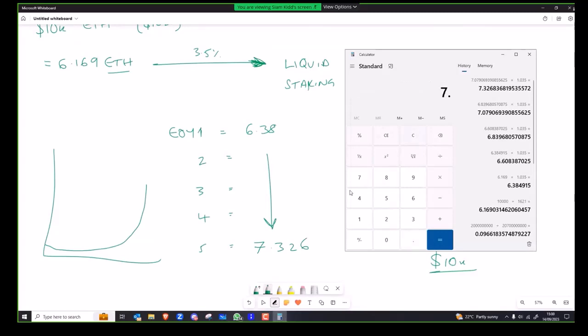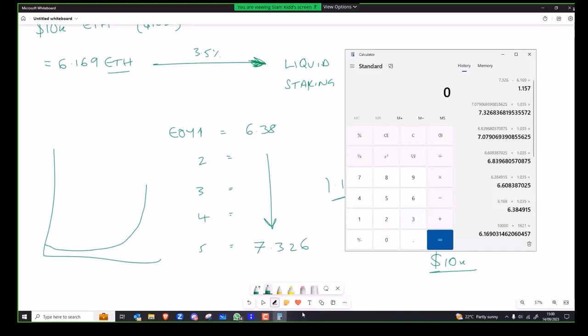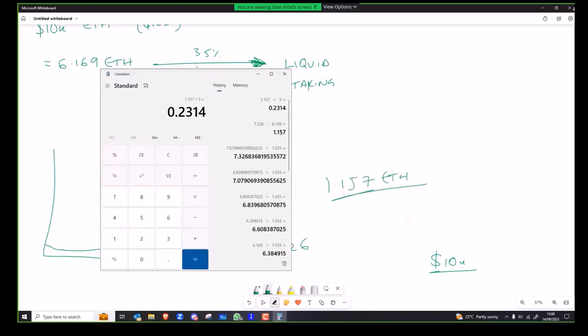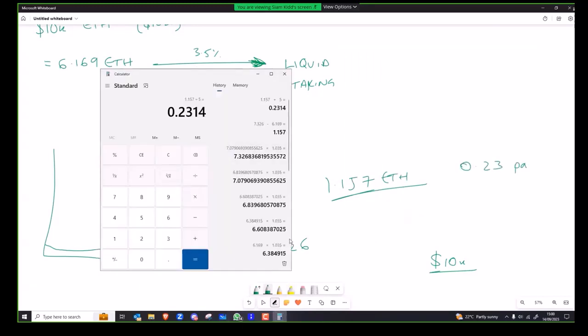And the difference here is 7.326 minus 6.169, which is what we started with. The difference is 1.157 ETH. So if you then divide 1.157 by 5 years, you're looking at 0.23 a year. And then obviously if you divide that by 12, you can sort of work out 0.019 per month.